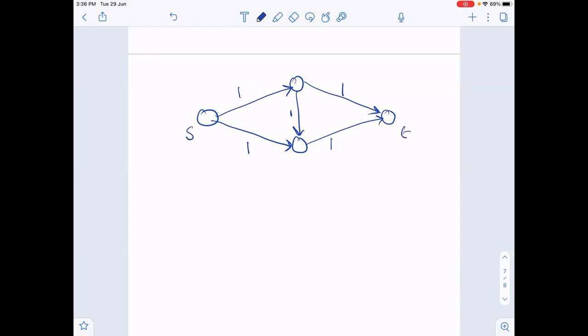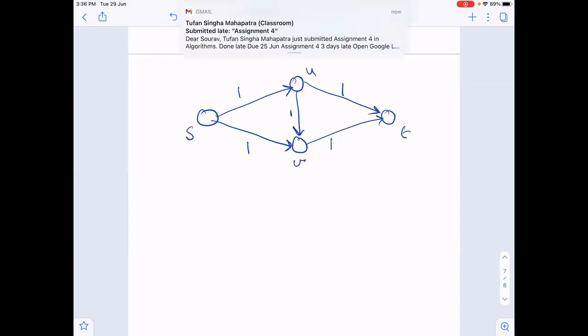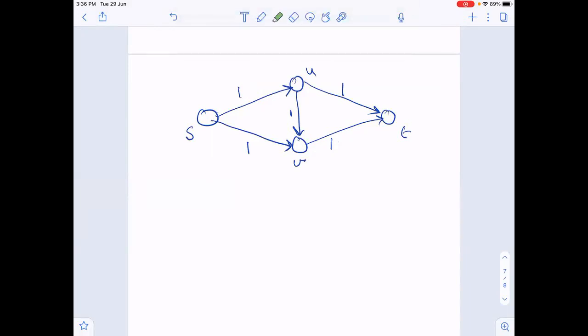There's S and T. Okay. And there's two vertices, U and V. So I start with finding a path from S to T. Right? At that time, how much amount of flow am I sending from S to T? I'm sending 1 unit from S to U, 1 unit from U to V, and 1 unit from V to T.